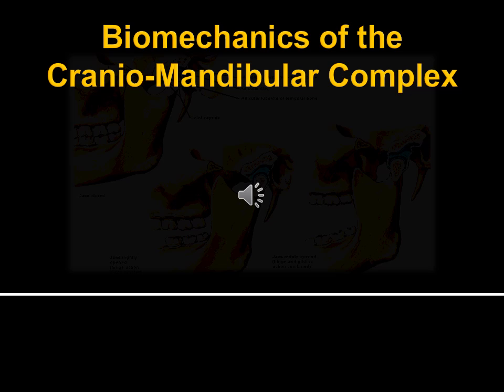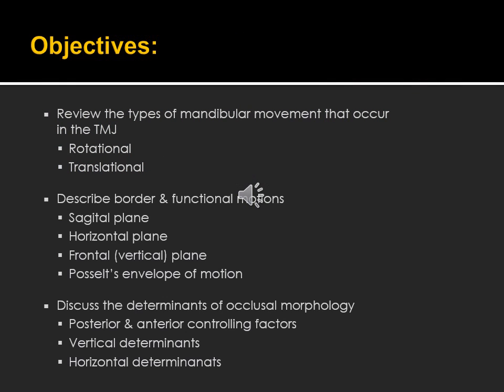Today we'll talk about biomechanics of the cranio-mandibular complex and different mandibular movements. The objective of our lecture and the expected outcomes is to know the different mandibular movements and rotational and translational types. We have to know the different border movements and functional motions for the mandible. We have to know the different determinants of occlusal morphology.